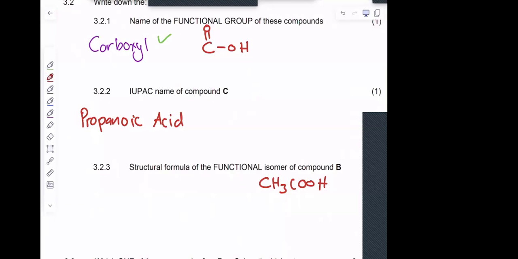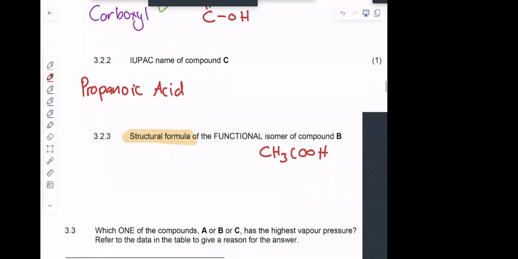Okay, let's quickly go through 3.2.3, right? So the structural formula for the functional isomer of compound B. So the functional isomer is going to be ethyl ethanoate, right? Not ethyl, sorry. It's a methyl methanoate. But in this case, they ask for the structural formula, not the name, right? Structural formula, not the name. So the structural formula of that is going to be C. There's only 2 carbons, so you'll have an oxygen in the middle and a C here.